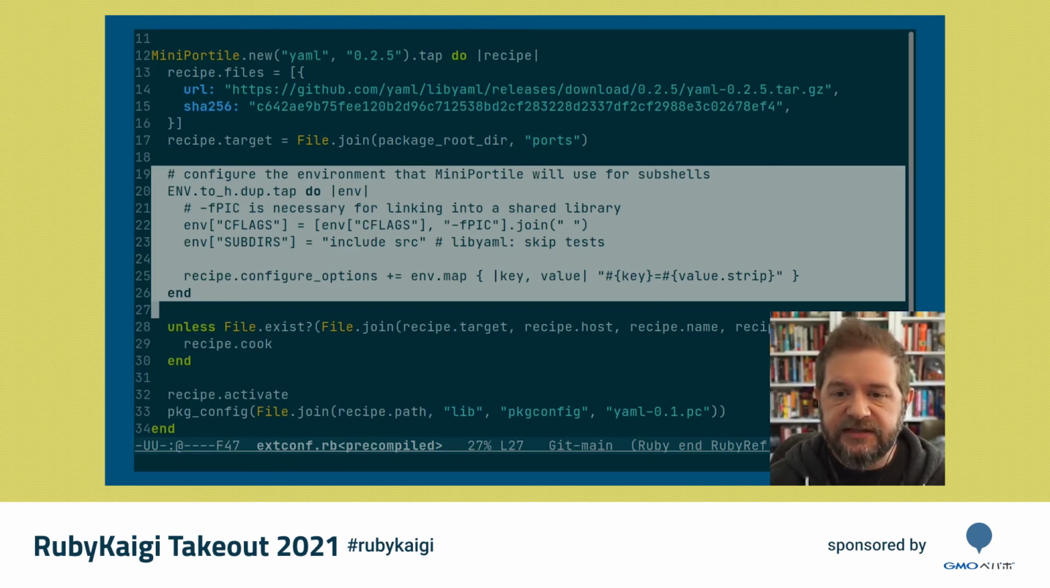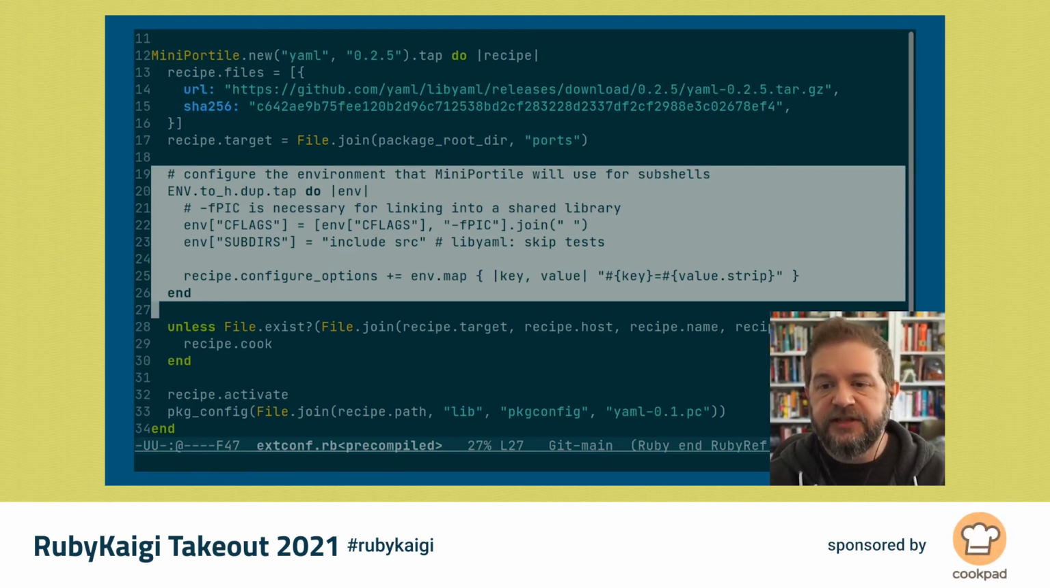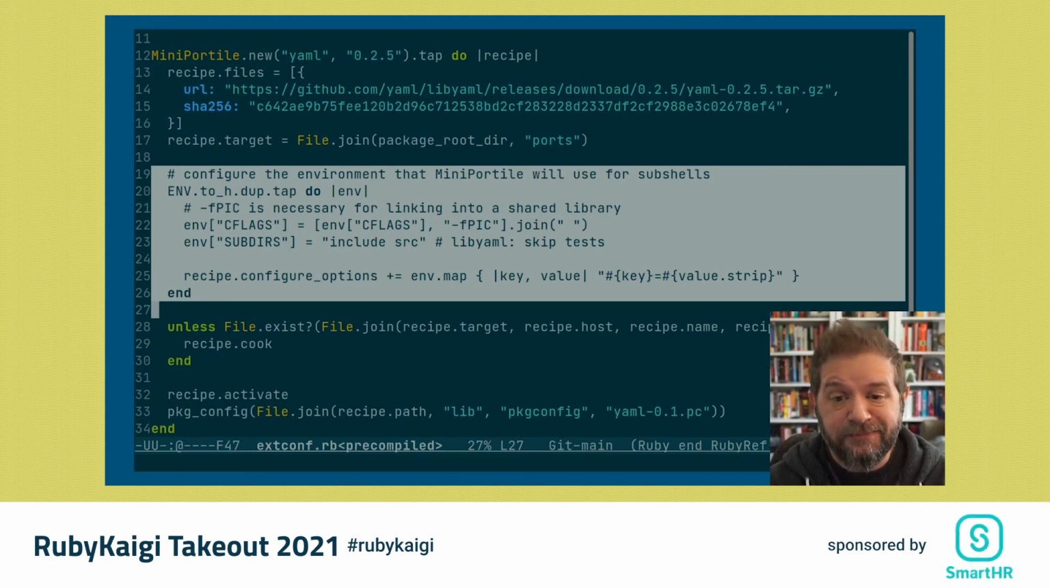So we need to set the fpic option so we can mix static and shared libraries together. That should probably always be set. And then the subdirs environment variable is something that's very specific to libyaml. It tells libyaml to turn off the tests during the build, because although we can compile binaries for Mac OS, we cannot actually run them.